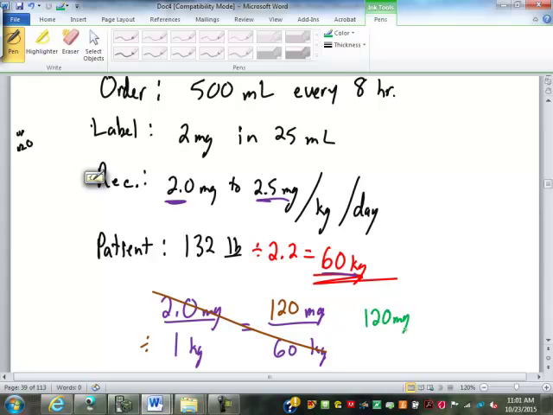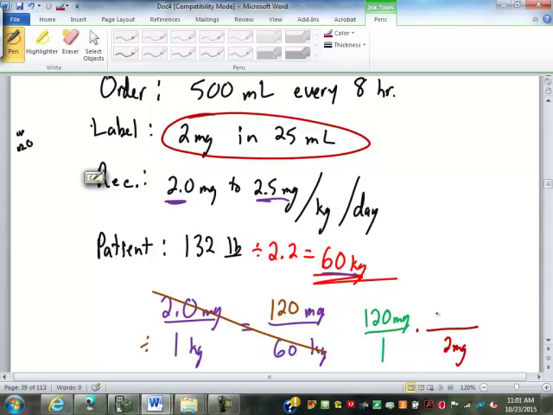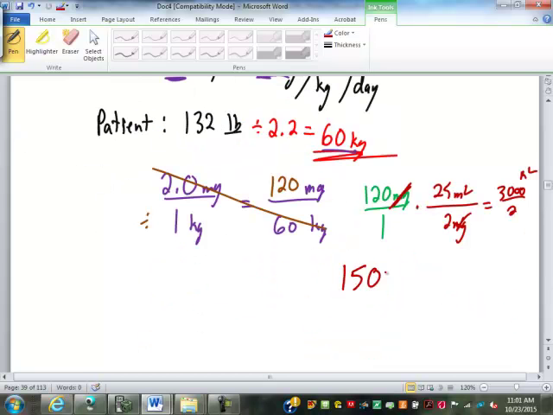Convert that to milliliters. Perfect. So 120 milligrams over 1. And over here we're going to do, how do we convert it? Perfect. There's 2 milligrams on bottom, 25 milliliters on top. So the milligrams do cancel out. 120 times 25 is 3,000 milliliters over 2. So that's 1,500 milliliters. But that is 1,500 milliliters per day.